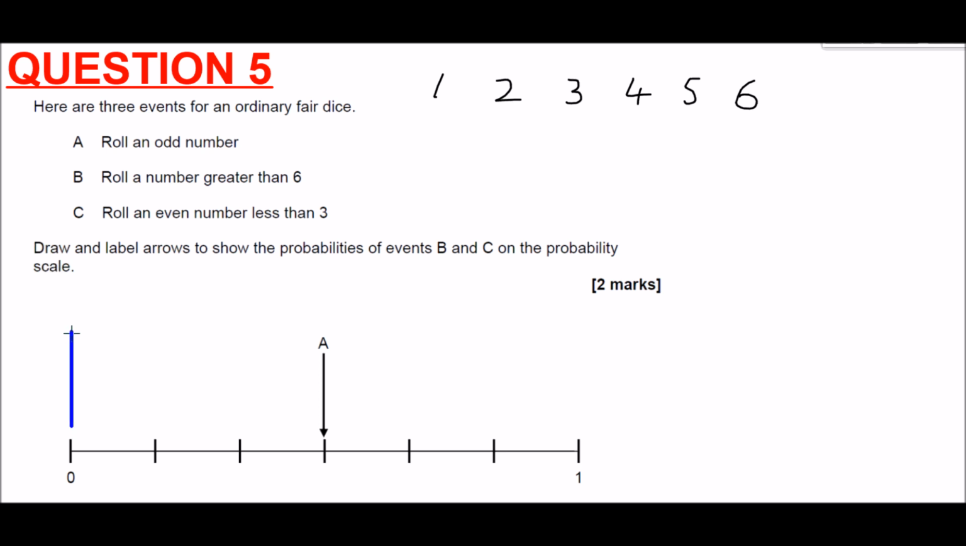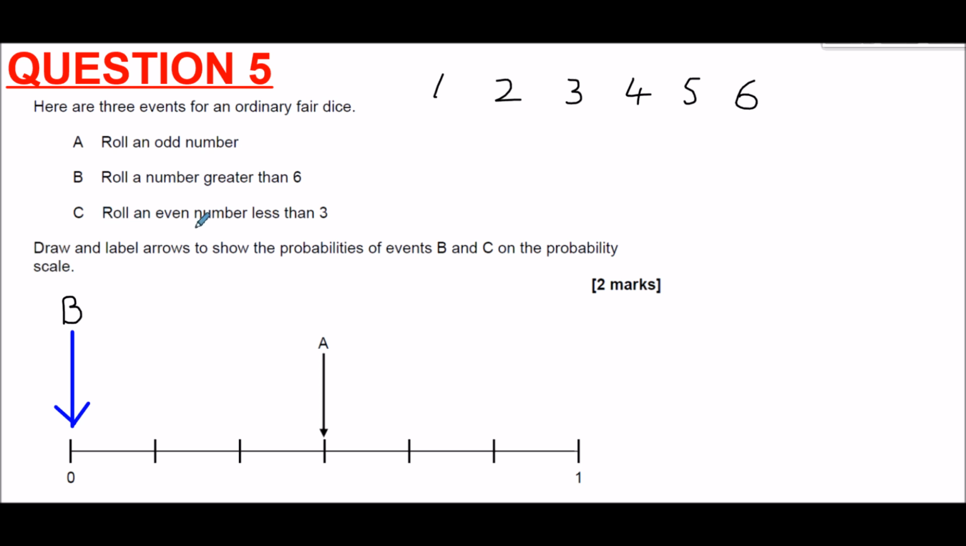Now on the probability scale, impossible is given by 0. And by the way, certainty, if something's certain to happen, that's given by 1. But because B is impossible, we put an arrow and label that at 0.